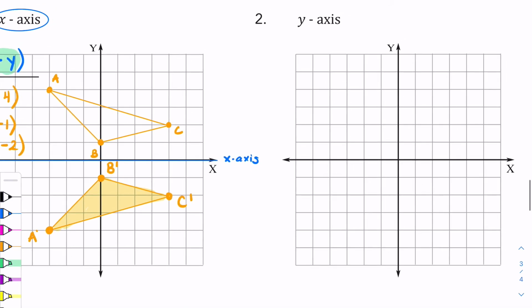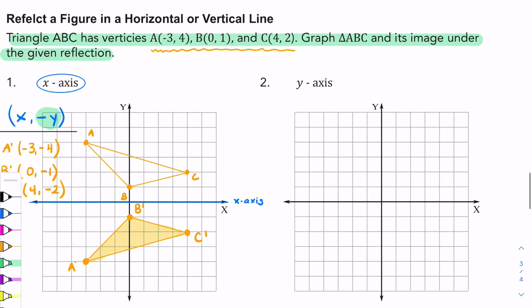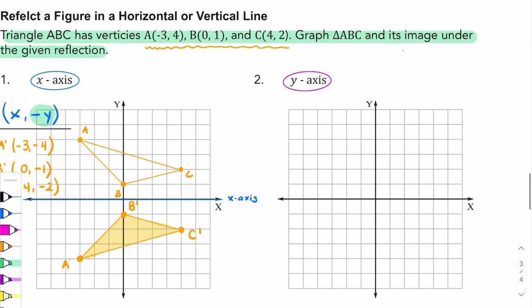For our next example, we are going to be reflecting across the y-axis. So reflecting across the y-axis tells us to use the rule of x, y maps onto -x, y. So in this function, what we'll be doing is multiplying our x coordinate by -1.